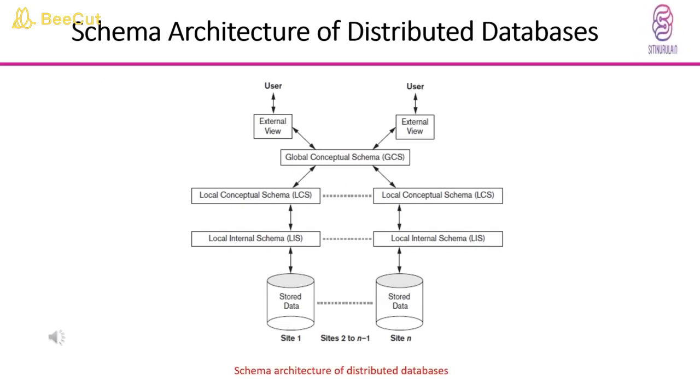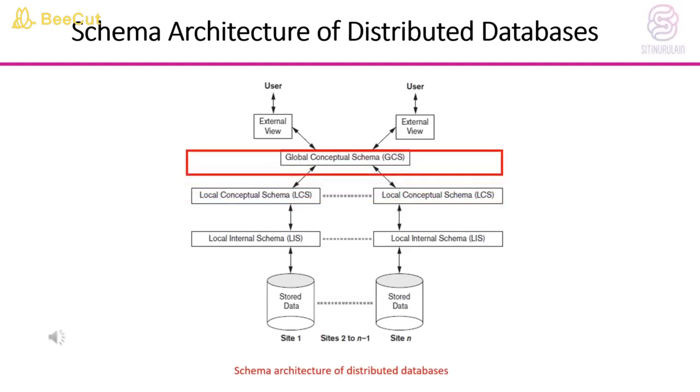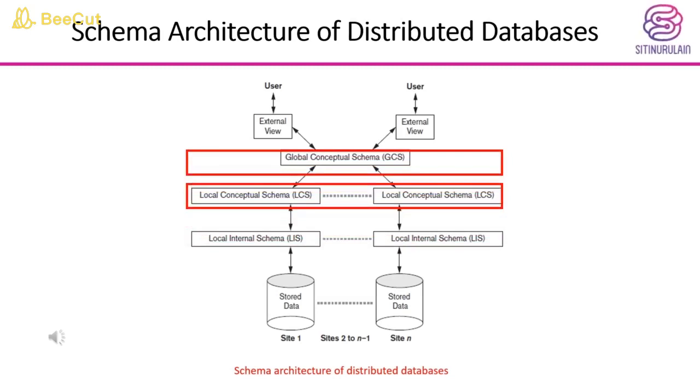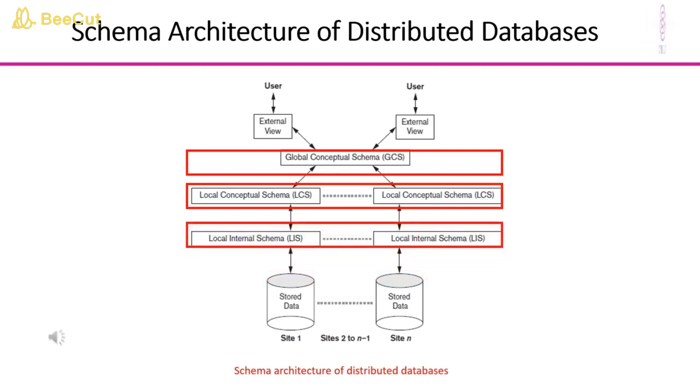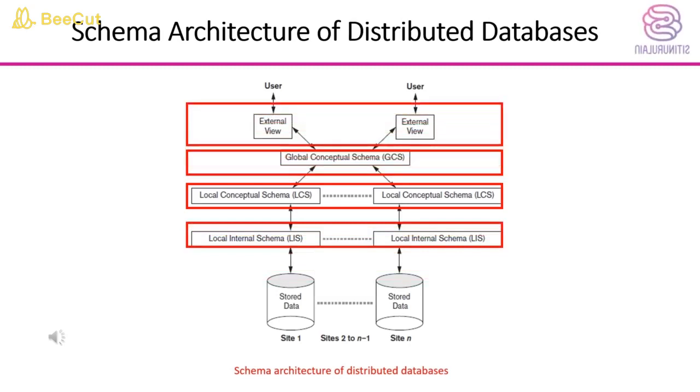Global conceptual schema depicts the global logical view of data. Local conceptual schema depicts logical data organization at each site. Local internal schema depicts physical data organization at each site. External schema depicts user view of data.